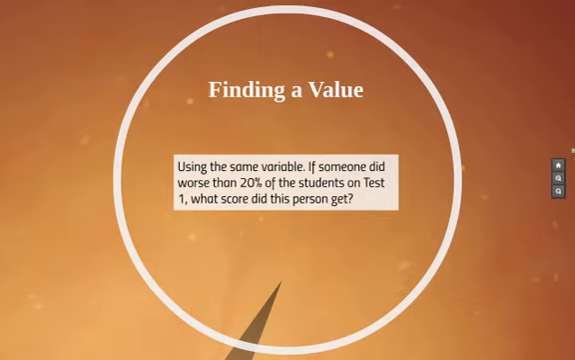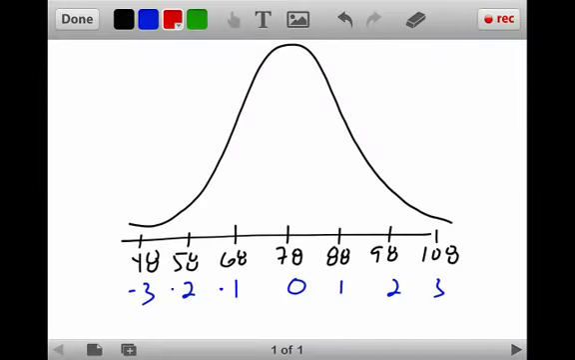So if you're looking at the same variable, the QM test number 1, if someone did worse than 20% of the students on test 1, what score did this person get? Okay, so if someone did worse than 20% of the students, what score would this person actually have gotten? We are working with the same curve here because we have the same variable. But this time we're not interested in the area under the curve, but rather we are interested in an actual score.